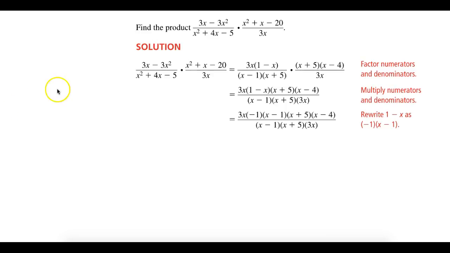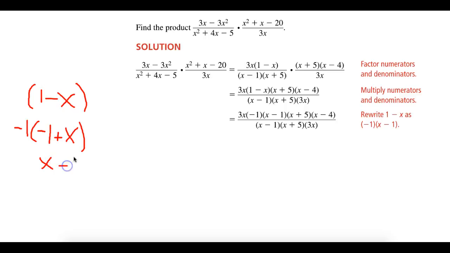So if you look at this right here, we've got 1 minus x. Let's factor out a negative 1. If we factor a negative 1 out of 1, that gives us negative 1. If we take a negative 1 out of negative x, that's going to give us plus x. And negative 1 plus x, if we just switch these two terms, gives us x minus 1. And all we're left with is a negative 1 in front.